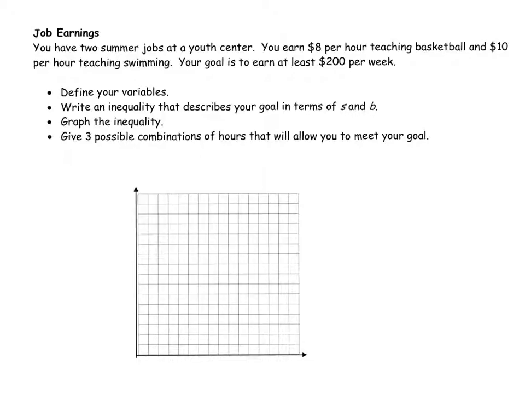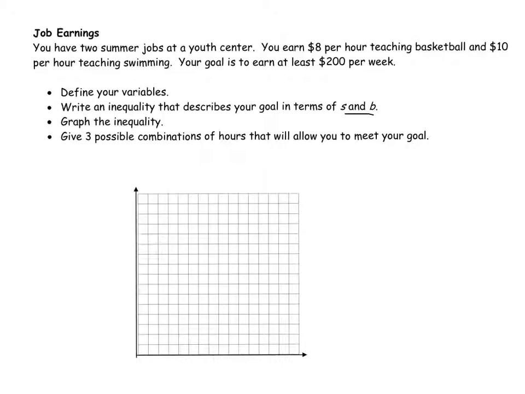Now we're going to define the variables, write an inequality that describes our goals in terms of S and B. We're going to graph the inequality, and we're going to give 3 possible combinations of hours that will allow you to meet your goal. So the first thing is to define your variables. It already kind of gives us S and B right here, so we just have to define what those will mean.